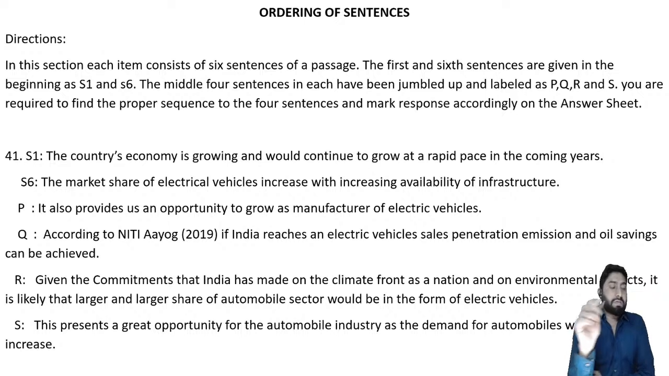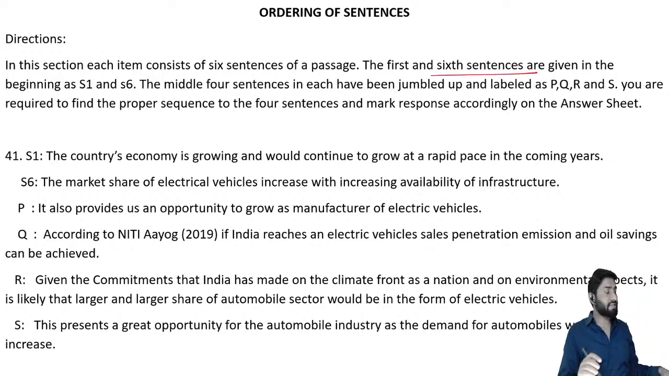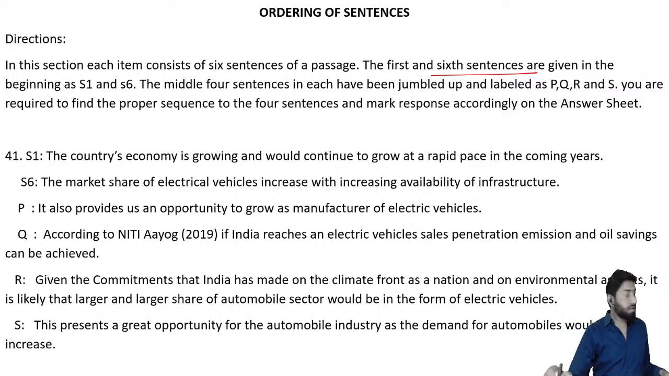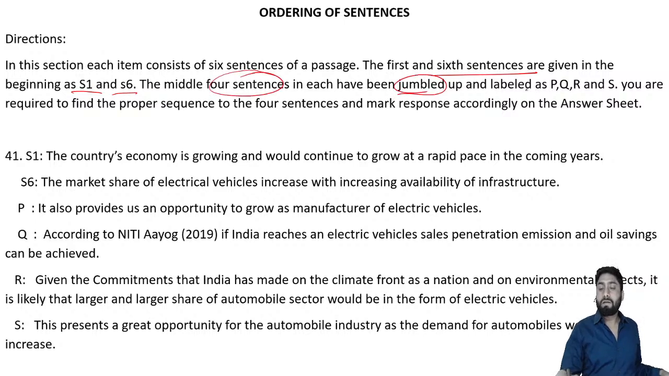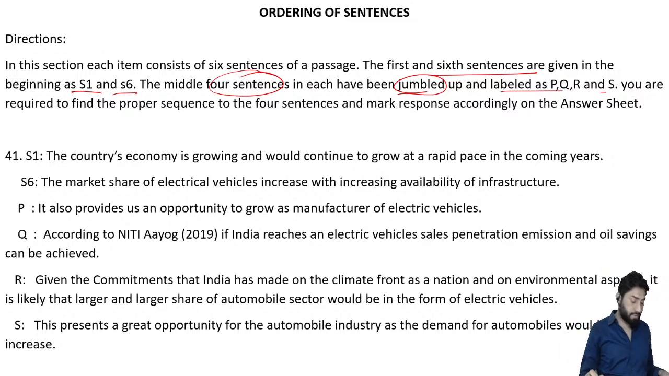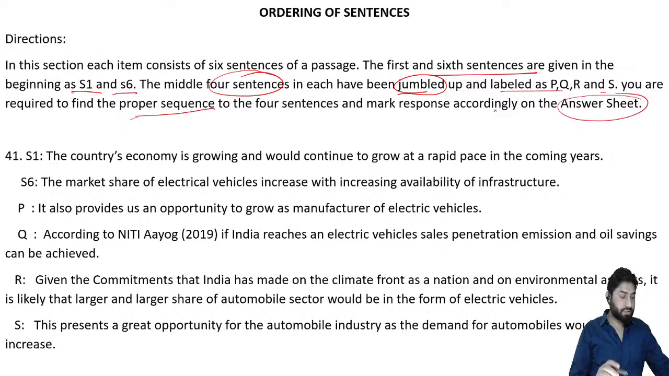See, in this section, each item consists of sentences of a passage. The first and the sixth sentences are given. हमें पता है ऑर्डरिंग ऑफ सेंटेंसेस कई टाइप के होते हैं. इसमें S1 and S6 are given in the beginning, and the middle four sentences you have to arrange. Each has been jumbled and labeled as PQRS, and you have to find the required answers. Now, proper sequence and then response will be in the answer sheet. आ जाओ देखते हैं. So the very first one is typed well, I think. S1, S6. Yes, आ जाओ.